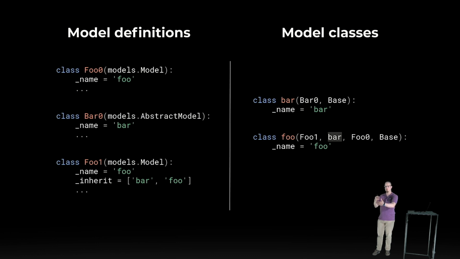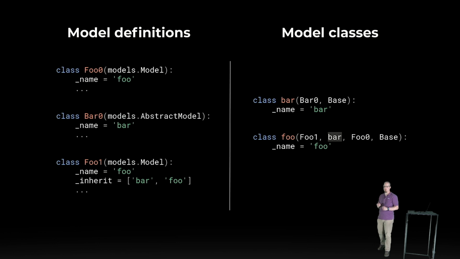Then you have the model class of bar, which currently only has bar0 and the base class as an ancestor. And then you see the class that provides the first definition of the model. The advantage, of course, if you look at the method resolution order of these things, is that you will go through foo1, then you will look up the model bar, and then you'll continue through foo0 and then the base class.